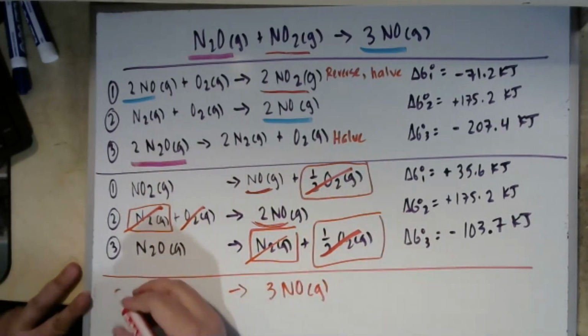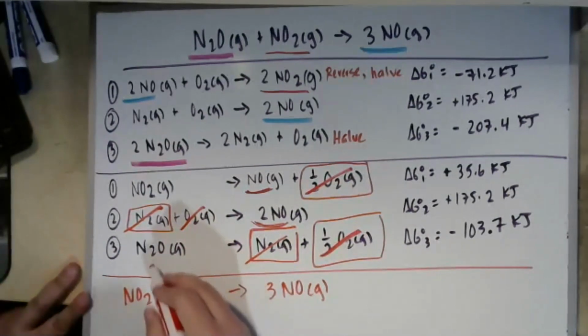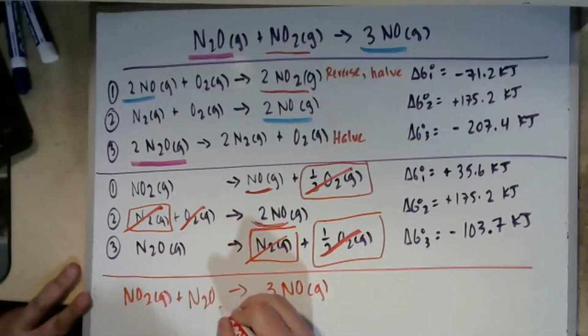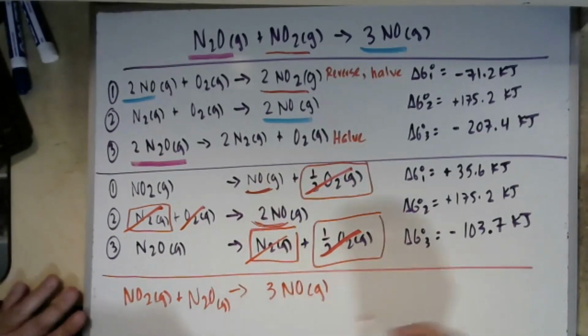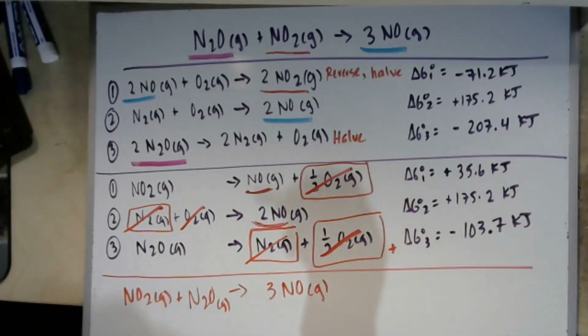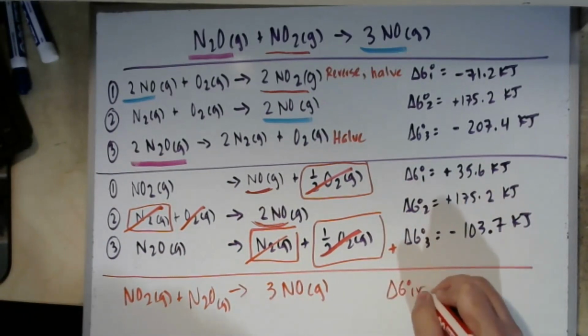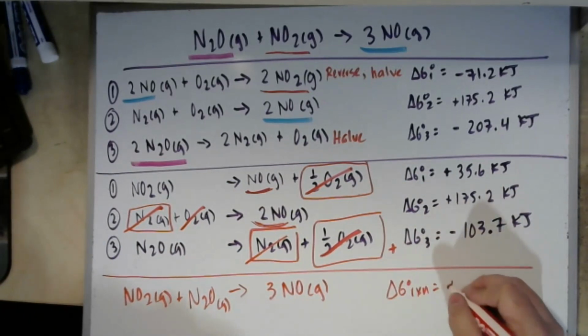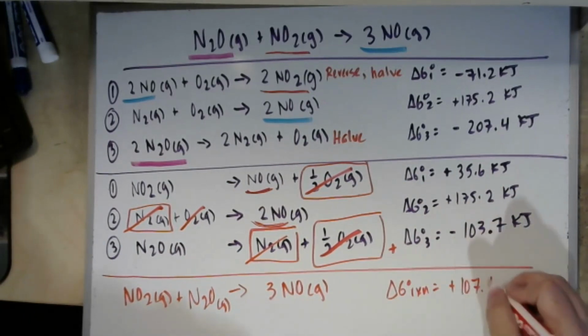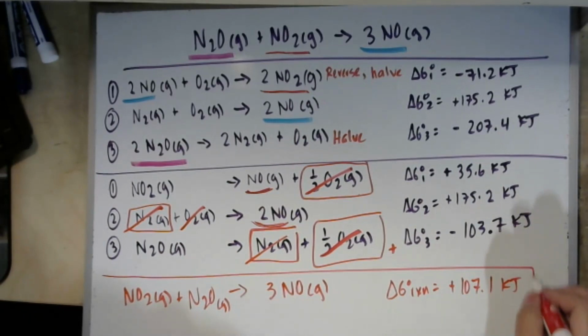Then I'll have my 1 NO2 gas and my 1 N2O gas. So I have everything I'm supposed to have. That means all my changes were correct. So I can add these 3 delta G values together to find the overall delta G for the reaction. And that is going to be positive 107.1 kilojoules in this case.